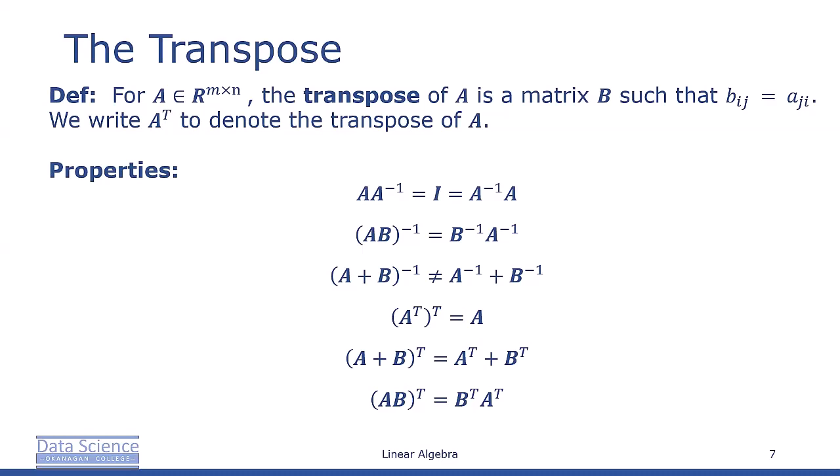The transpose of a transpose is equal to the original matrix. The transpose of a sum, that is A plus B transpose, is in fact equal to A transpose plus B transpose. And the product AB transposed is equal to B transpose times A transpose.